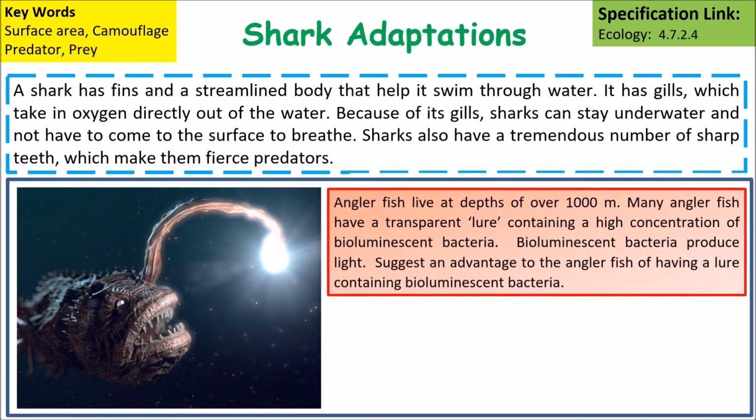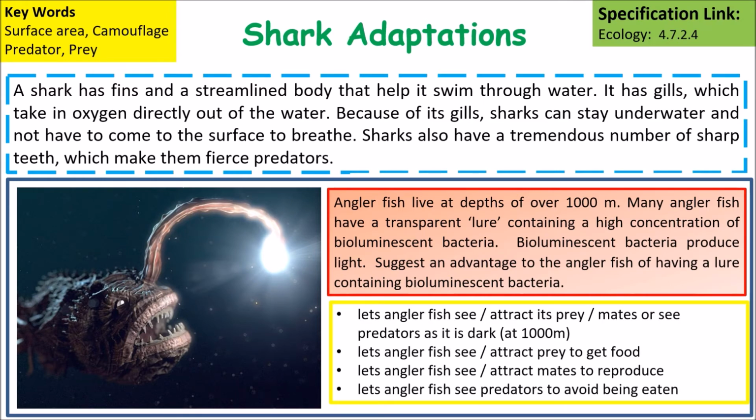So anglerfish live at depths of over 1,000 metres. So many anglerfish have a transparent lure containing a high concentration of bioluminescent bacteria. So bioluminescent bacteria produce light, so suggests an advantage of the anglerfish having a lure.